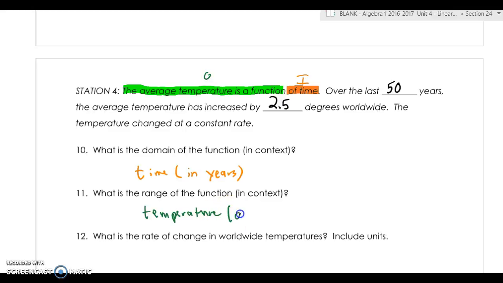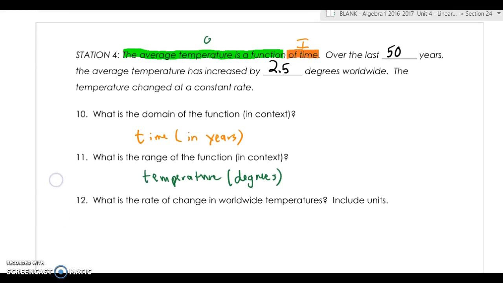And we're going to just say degrees. That's probably degrees Fahrenheit, because a 2.5 degree increase would be significant if it was Celsius. So we want to know the rate of change in worldwide temperatures and include units. Well, again, we don't have two sets of ordered pairs. We just have one. In 50 years, we have a 2.5 degree output or increase in temperature.